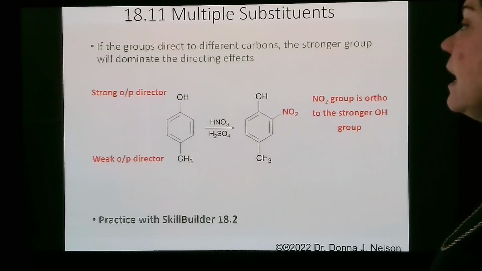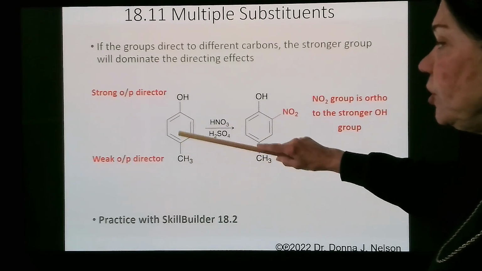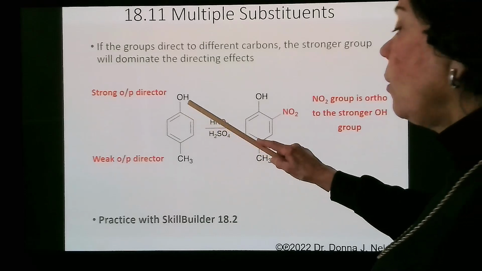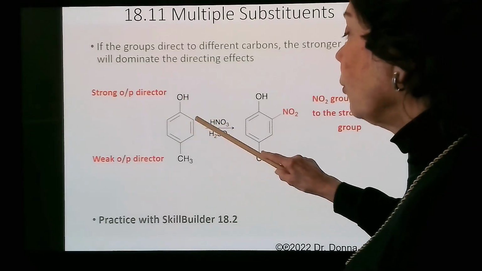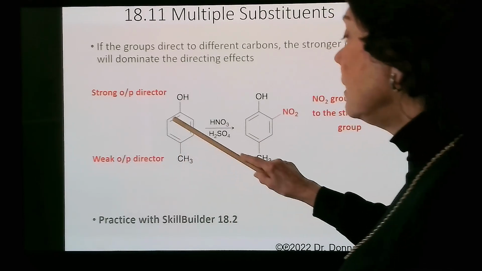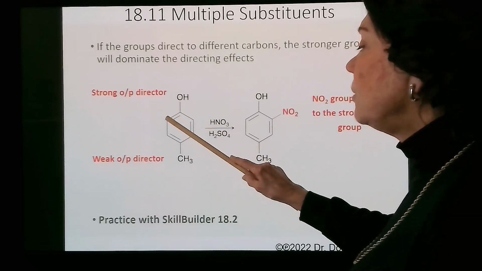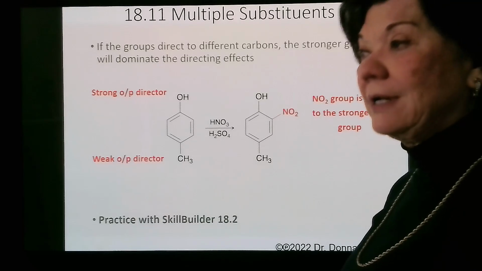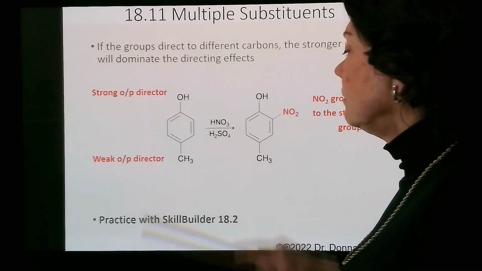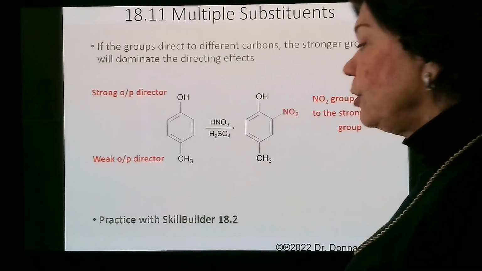Now, what if the directing effects of the existing substituents oppose each other? So here, the hydroxyl group is ortho-para directing. You ignore the para because that position is already occupied. And so the hydroxyl will have a tendency to put the incoming group, whatever it is, ortho to it. Now you have the methyl group, which will direct the incoming group, whatever it is.